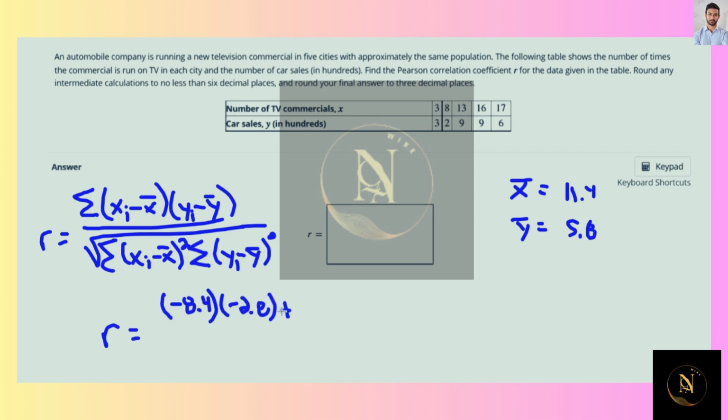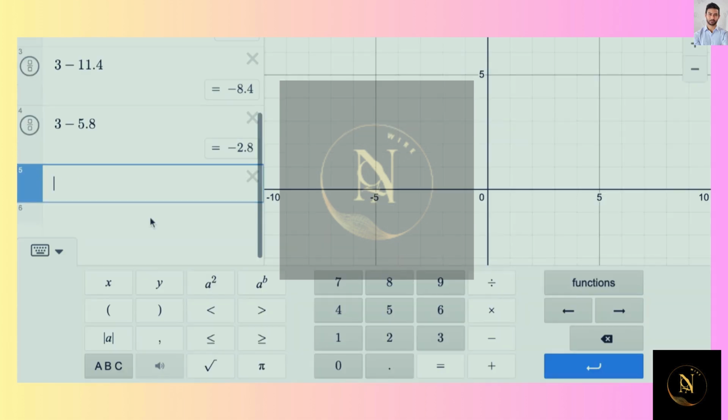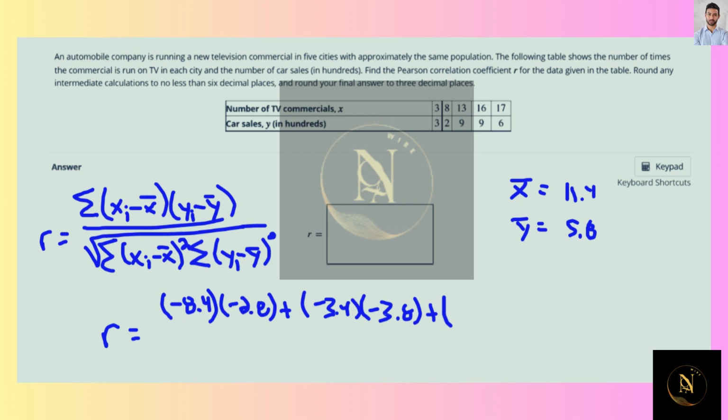Okay, and we add to that the difference of 8 and 11.4, which is negative 3.4. And for the Y, that's 2 minus 5.8, that's negative 3.8. Then we go to the third ones, 13 minus 11.4, that's a difference of 1.6. And the difference of the Y's, 9 minus 5.8, is 3.2.